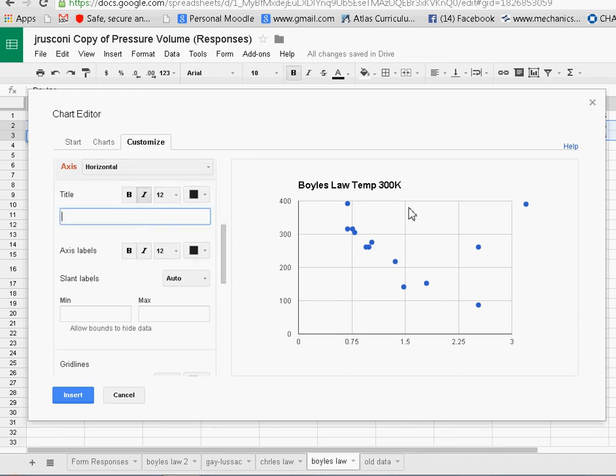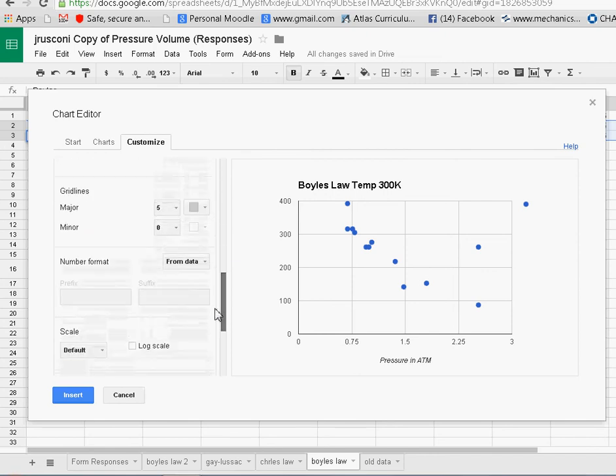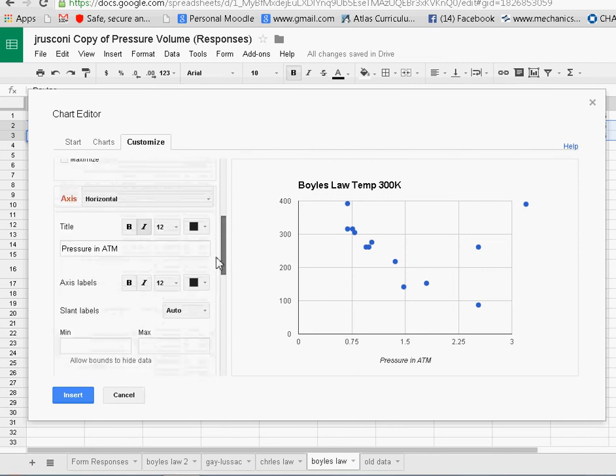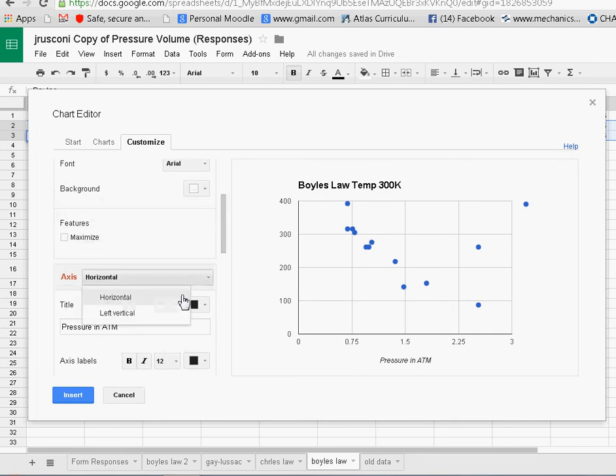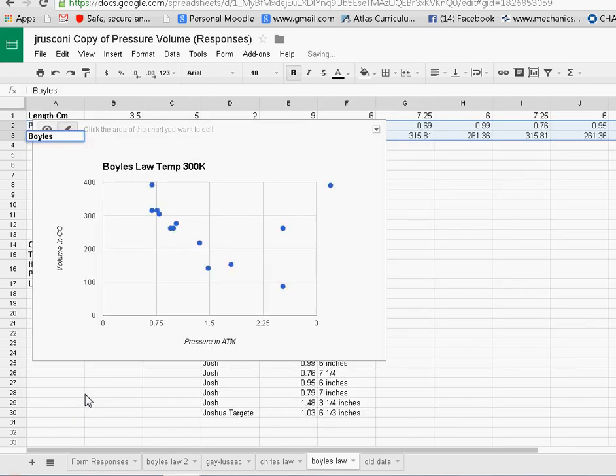Okay, so the horizontal axis is pressure in atmospheres, in ATM. All right, and let's see, pressure in atmospheres is the horizontal axis, and the left vertical is going to be volume in cubic centimeters. Okay, and we're just going to insert this, and boom, now we have our chart.